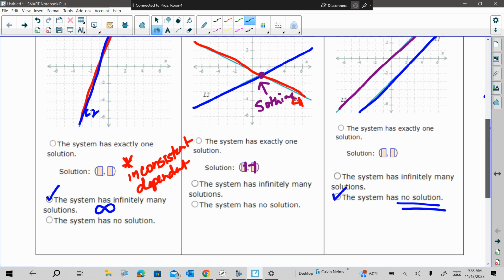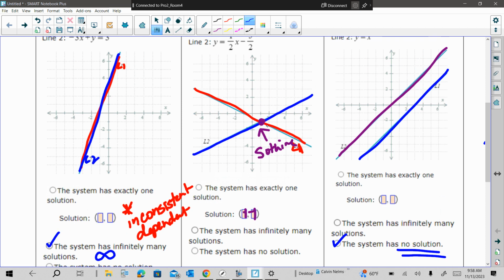I forgot to talk about this one. If it intersects, what type is this? Consistent or inconsistent? Yeah, it's consistent. And is it dependent or independent? Independent. Yeah. And then if it's parallel, inconsistent, yeah.